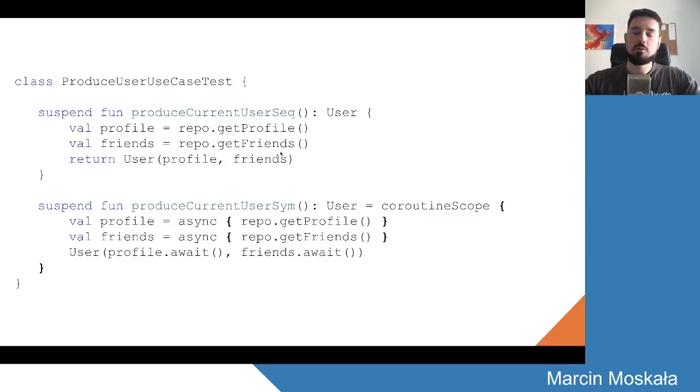If each of those functions takes 1 second, then the first function needs 2 seconds, the second function needs 1 second. This is the only way to show the difference between those two functions, between sequential and simultaneous function, okay? So how can we test if something is truly simultaneous?